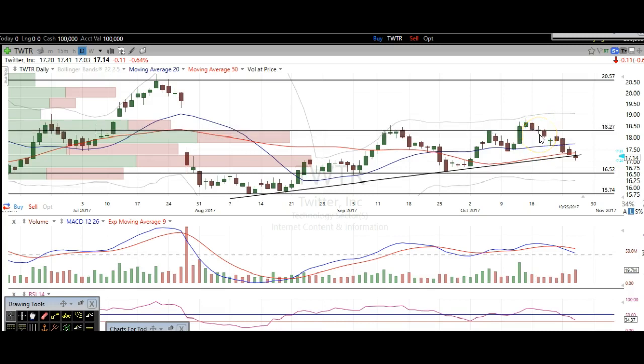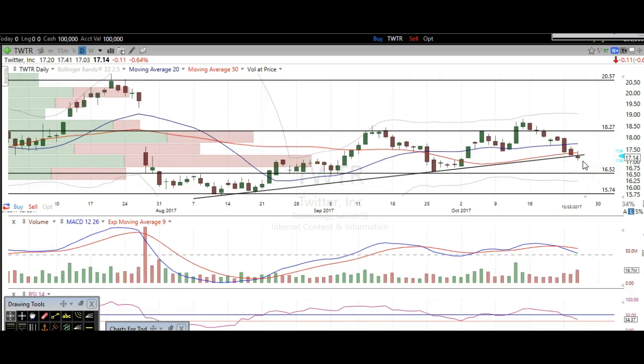And then we called for some downside on Twitter. We said it was going to hit this trend line right here and the 50-day moving average. It did that, and it even went past it. So congrats if you followed along.